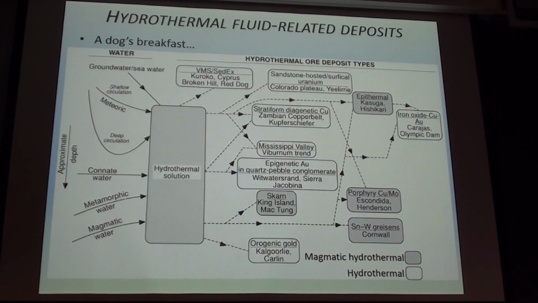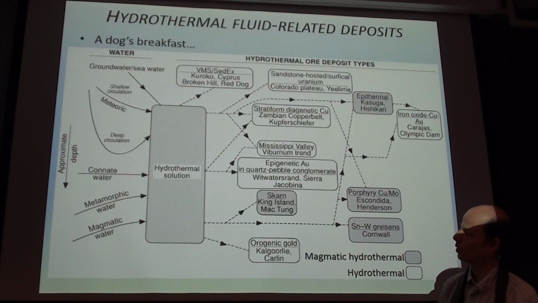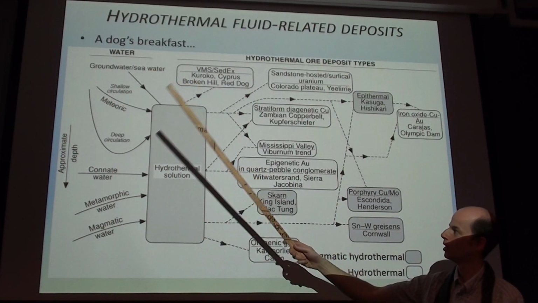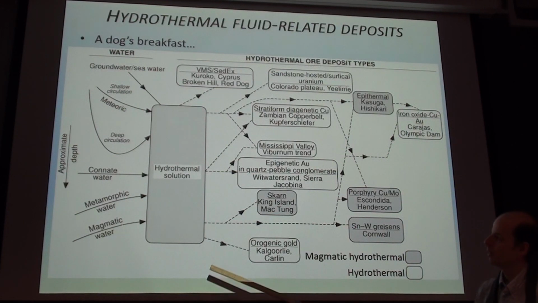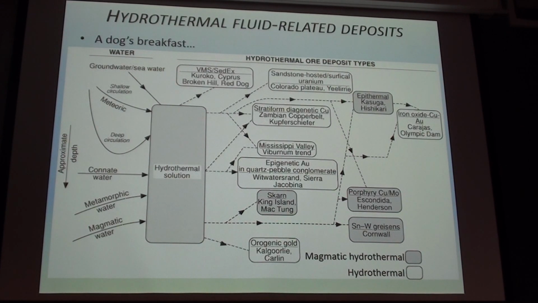And this is a bit of a spider web, but if you can find your way through this, you'll sail through the rest of your life. Basically, we can have different inputs of different water, fluid type, magmatic, metamorphic, connate, meteoric, groundwater, and the solutions then, depending on where they're flowing through and what causes the reaction or the precipitation of the metal, will form different deposit types. And as I said many times now, there is no black and white in nature. So you go from one side to the other, just basically by changing small parameters.